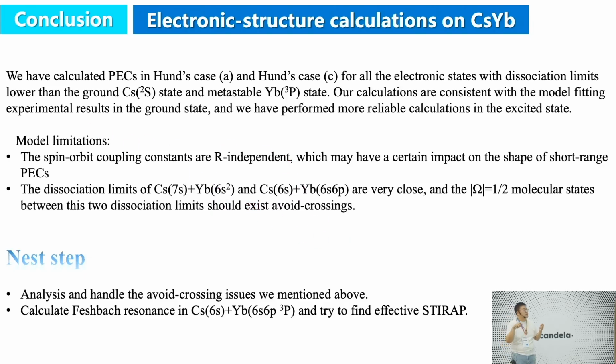So my next step is to develop my models. Can we calculate the R-dependent spin-orbit coupling constant? In principle, yes. We have done the same things for the two-electron system, but the three-electron system is harder. And then maybe after doing this, I will calculate some Feshbach resonances in this ytterbium metastable state and try to find some effective state.